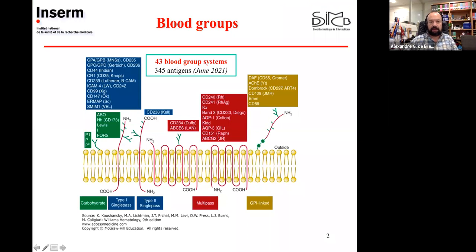Nowadays, we can consider that we know 43 blood group systems. They consist in 345 different antigens. These figures summarize different types of topology of proteins or sugar associated to this blood group system.